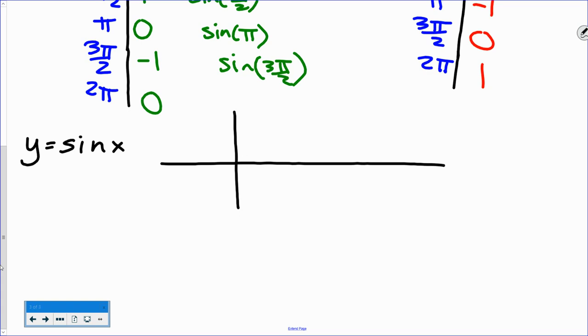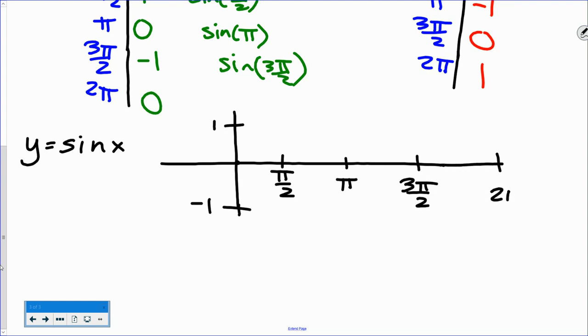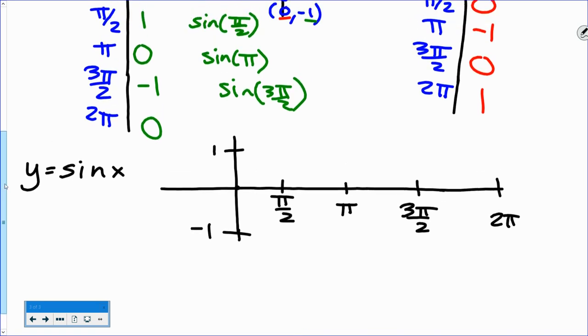Okay, so our y value, the highest we go is 1. The lowest you go is negative 1 if you look at that table. The x values that we're plugging in would be 0, and then I've got pi over 2, pi, 3 pi over 2, and 2 pi to make up those 5 points that I have in my table.